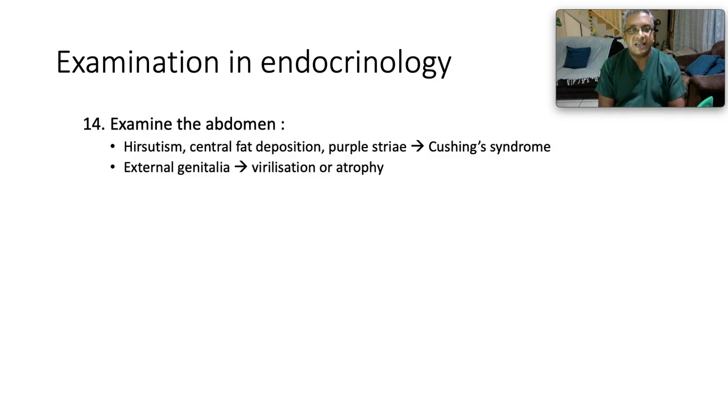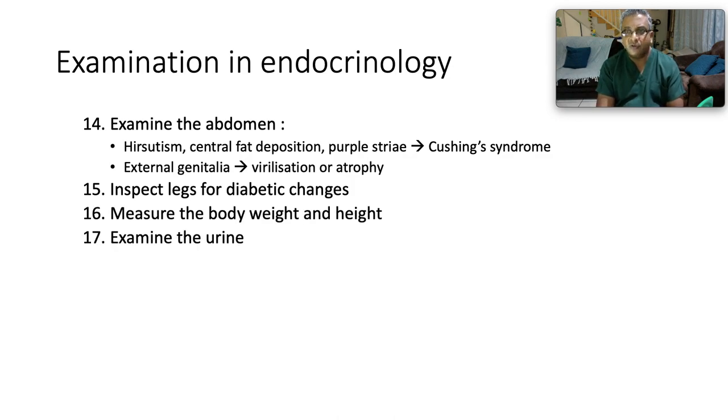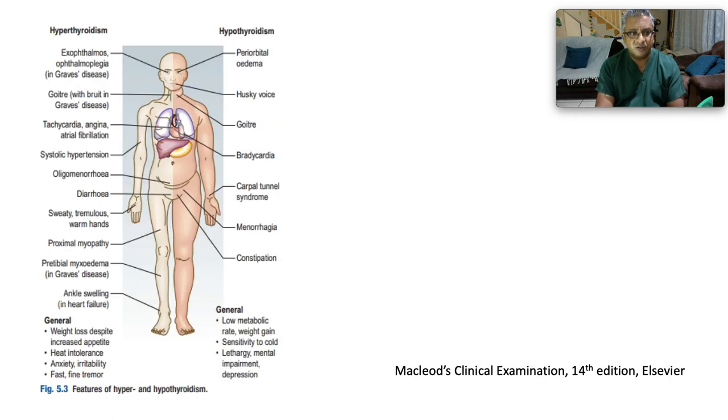Then examine the abdomen, we're looking in Cushing syndrome for those beautiful livid purple striae more than 1 centimeter in diameter, right? Central fat deposition, so-called lemon on a stick appearance, hirsutism, all speak to Cushing syndrome. And look for evidence of virilization or atrophy in the external genitalia, right? Inspect the legs for diabetic changes. As we know, there's a whole host of those. We've done a video on the diabetic foot. I encourage you to go back and to review that. Measure the body weight and the stature. Examine the urine, okay?